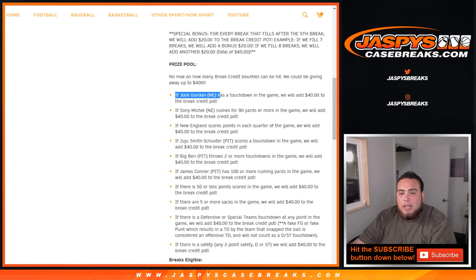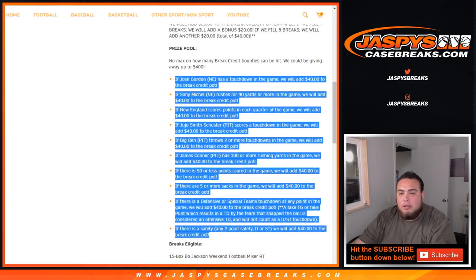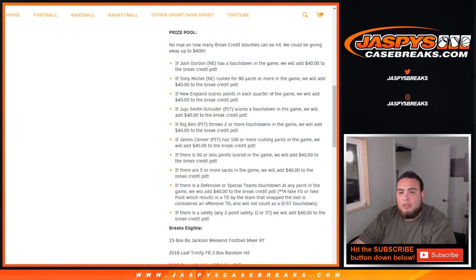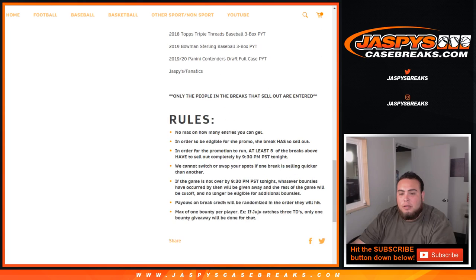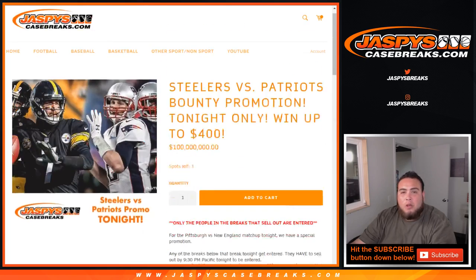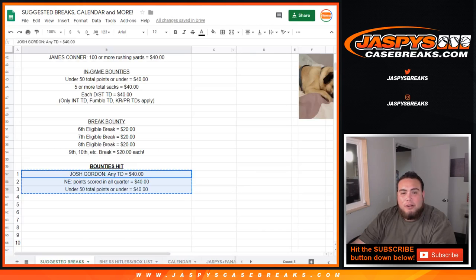So the bounties that were eligible to get $40 of break credit were right here, from Josh Gordon scores a touchdown in the game, all the way down to there's a safety. And then, of course, these are the breaks that are eligible. And only the people that are in the breaks that sold out are entered. We hit three bounties, and these are the five breaks we actually sold out.